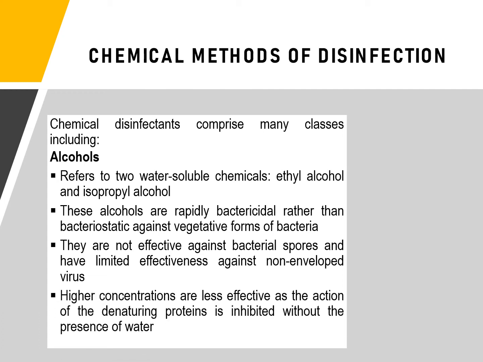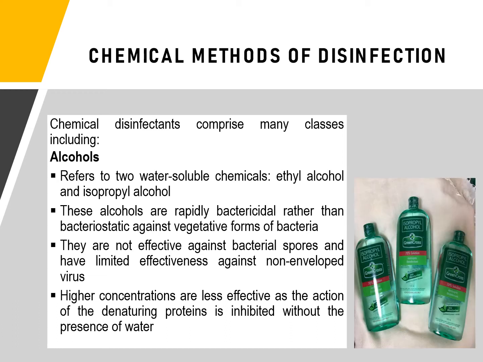Higher concentrations of this solution are less effective, as the action of denaturing proteins is inhibited without the presence of water. In addition, 70% ethyl alcohol is more effective as a disinfectant than 95% ethyl alcohol because the increased water hydrolyzing bonds in protein molecules make the killing of microorganisms more effective.